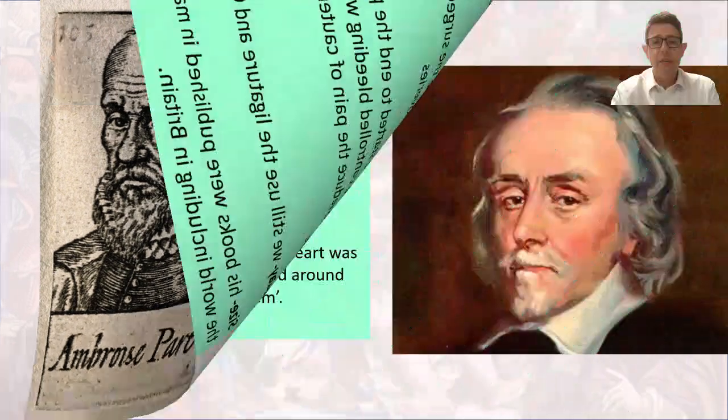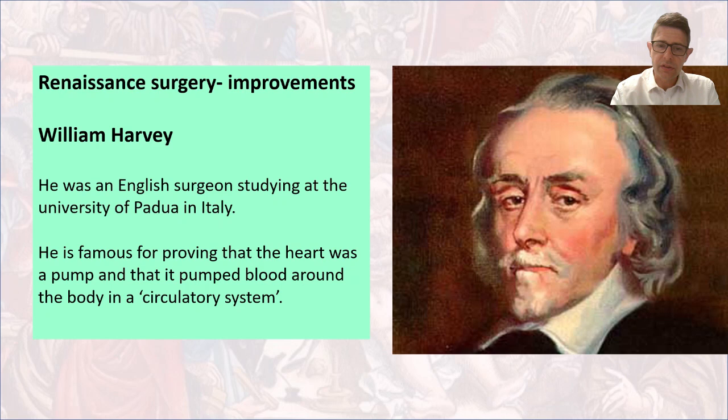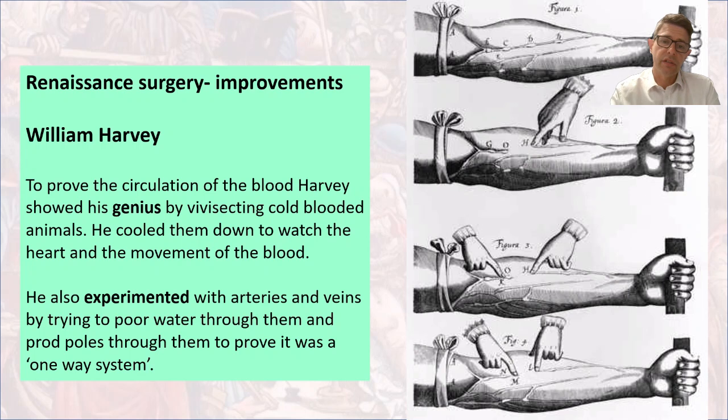So next, third person, William Harvey, obviously English doctor, studied in Padua. He is going to solve the problem of the circulatory system. So he's a bit of a genius for his development of his operations and his experiments to do this. So he worked out that you could vivisect cold-blooded animals. So they were alive, and because they were cold, you could watch the heart moving slowly and the arteries and veins moving the blood slowly to work out circulation.